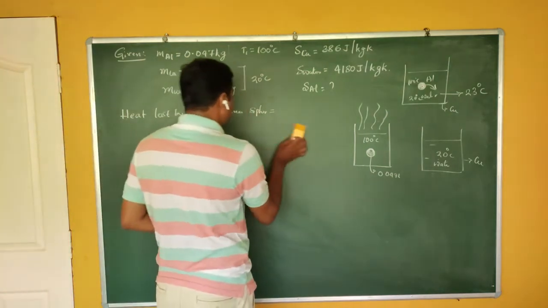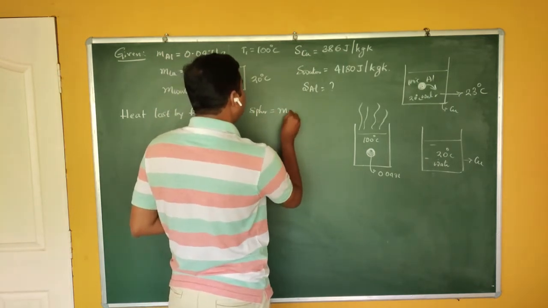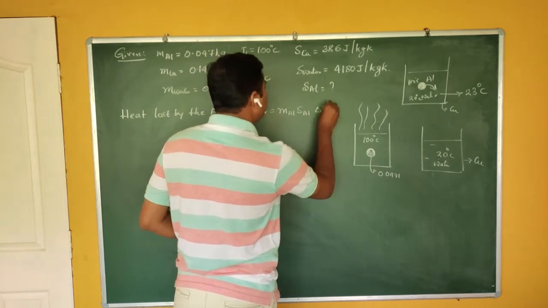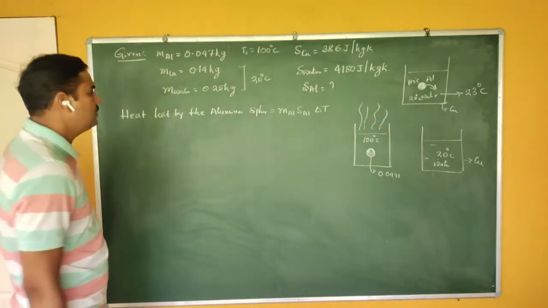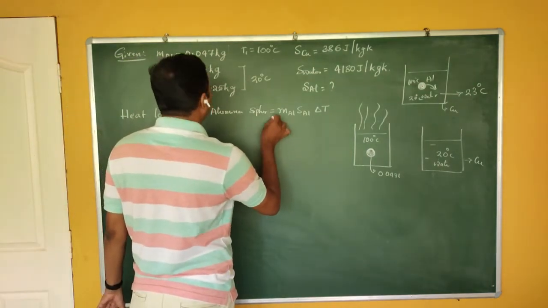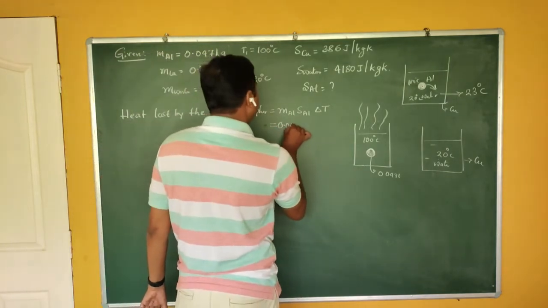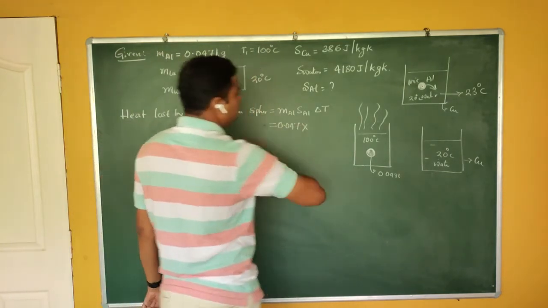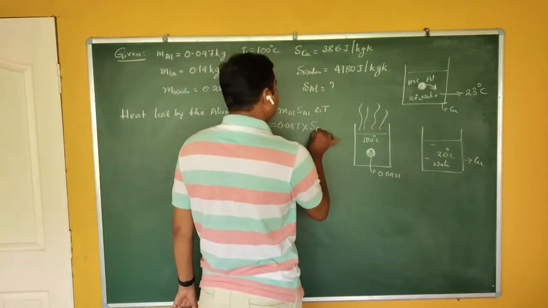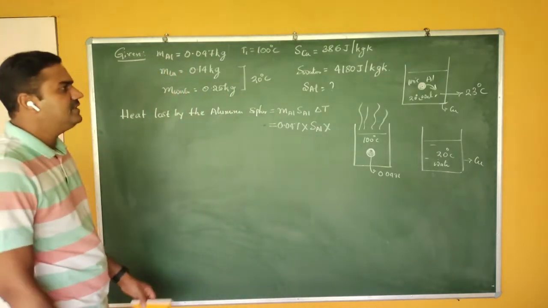So let me use it here. That is the mass of the aluminum into the specific heat of aluminum into the change of temperature. What is the mass of the aluminum sphere? The mass of the aluminum sphere is 0.047 kg. What is the specific heat of aluminum? It is unknown, so that is our question. And what is delta T? Delta T is the change in temperature.